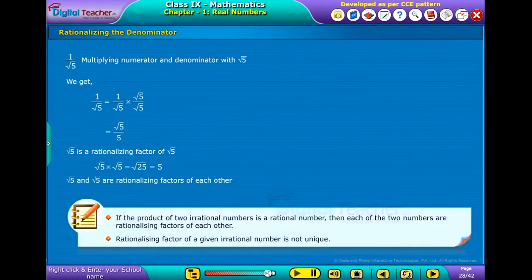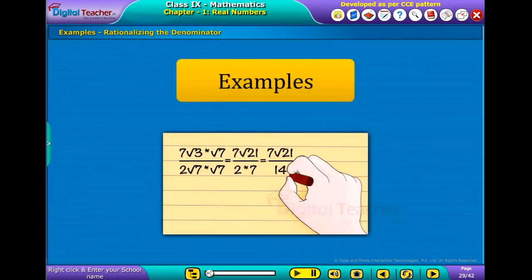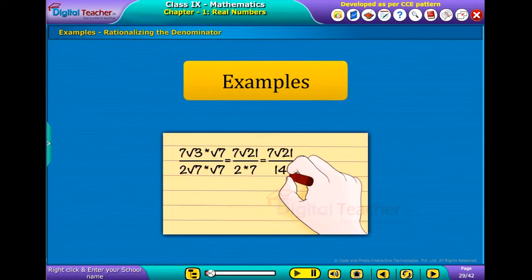Note, if the product of two irrational numbers is a rational number, then each of the two numbers is a rationalizing factor of the other. Rationalizing factor of a given irrational number is not unique. Let us solve some example problems on rationalizing the denominator.